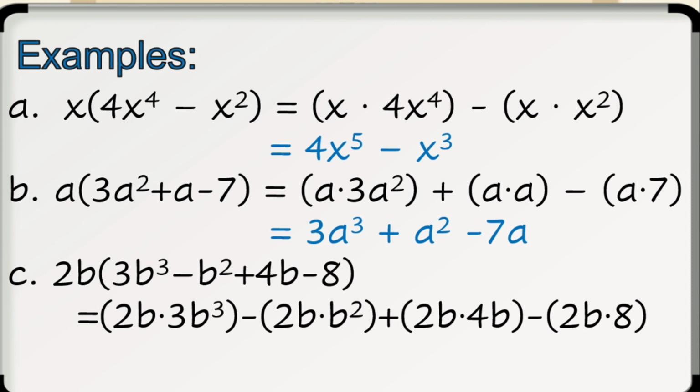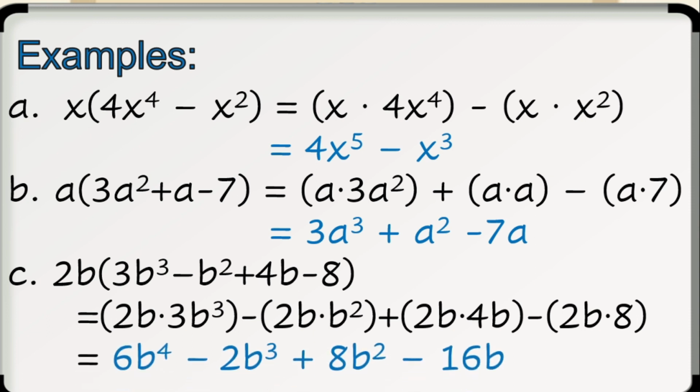Simplifying it, we have 2b times 3b cubed is 6b raised to 4, minus 2b times b squared is 2b cubed, plus 2b times 4b is 8b squared, minus 2b times 8 is 16b. Therefore, our answer is 6b raised to 4 minus 2b cubed plus 8b squared minus 16b.